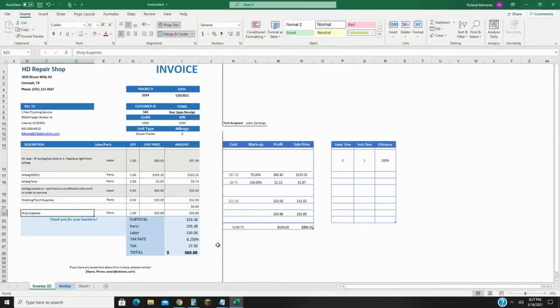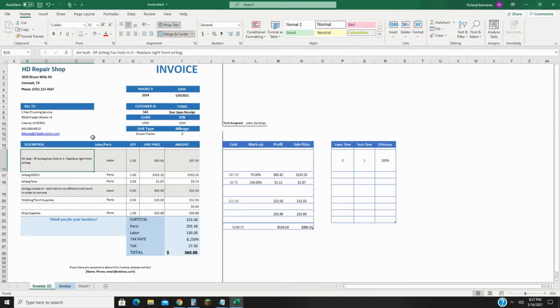Okay, let's go over some advanced invoicing techniques. You're not going to be able to foresee every little circumstance that happens. There's going to be instances where you're doing a job and you have to do additional items in order to complete the job. For example, on this particular invoice, we're doing an airbag, and because the airbag is rusted on, the tech had to cut it off with a cutting torch. So how do we build that out?